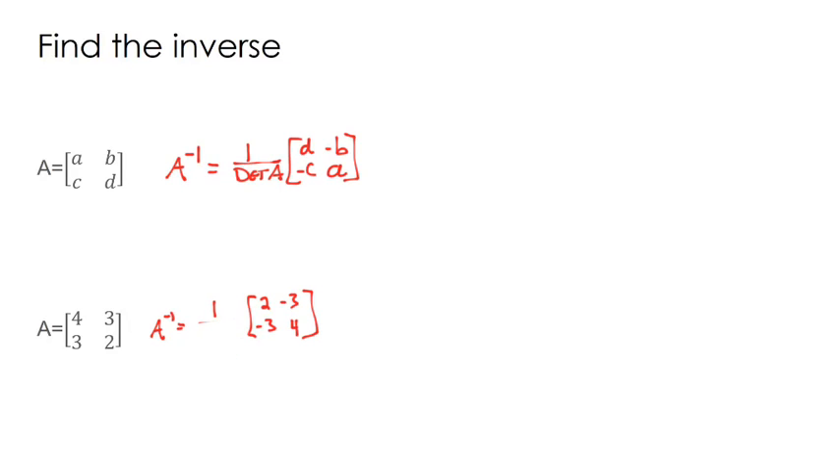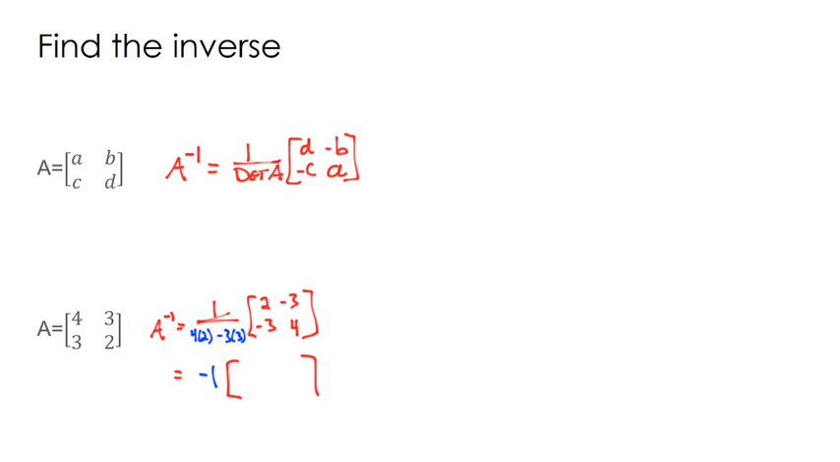But the determinant of A is going to be 4 times 2 minus 3 times 3. Okay? And then we're going to take this number, whatever it is, and multiply it like a scalar into this matrix. Because remember, our inverse is going to be another matrix. So this looks like it's going to become 1 over 8 minus 9. So 1 over negative 1, that means our scalar is really just a negative 1.